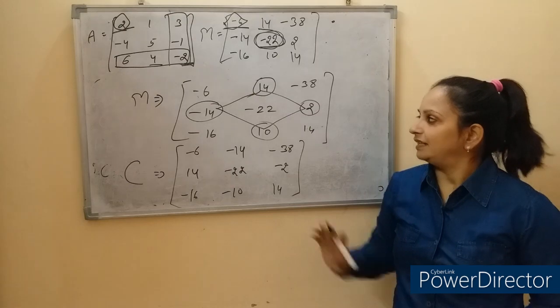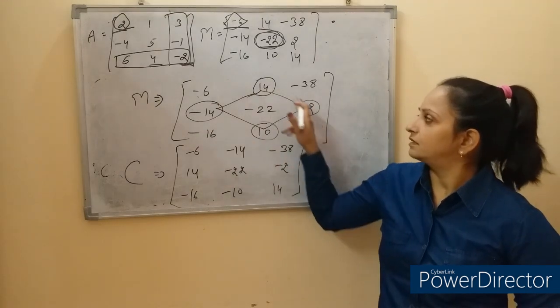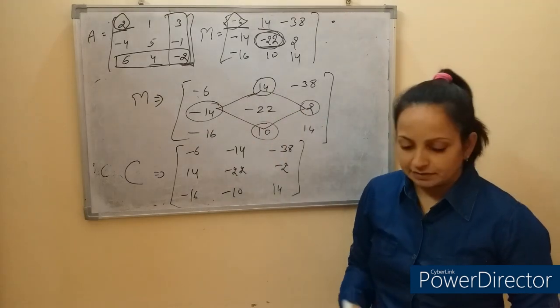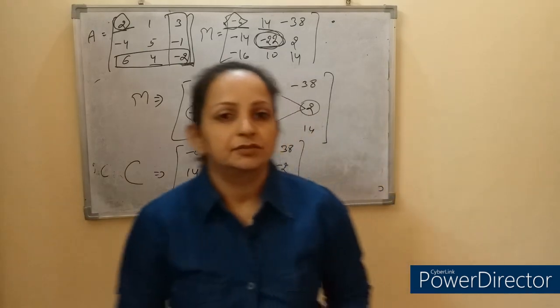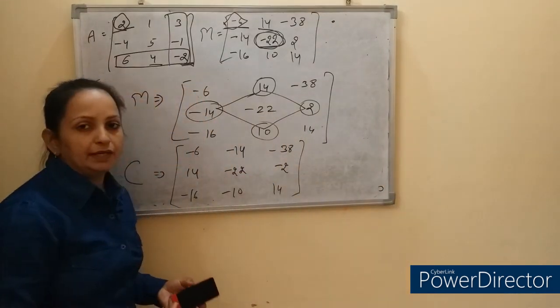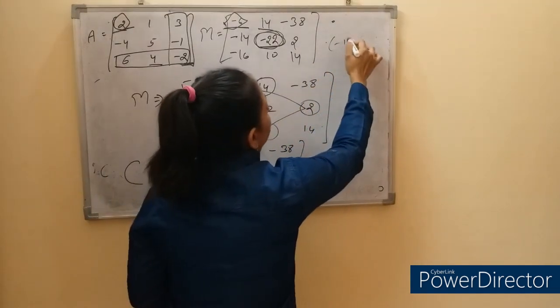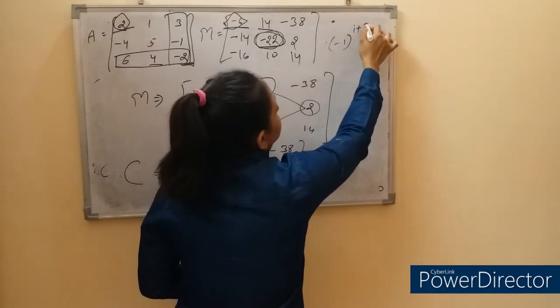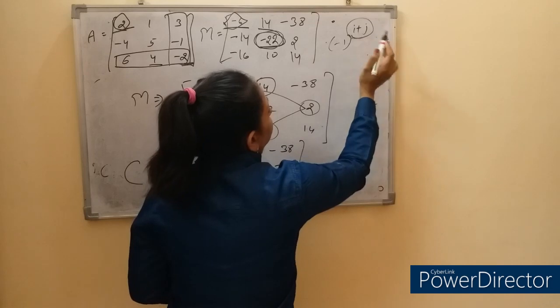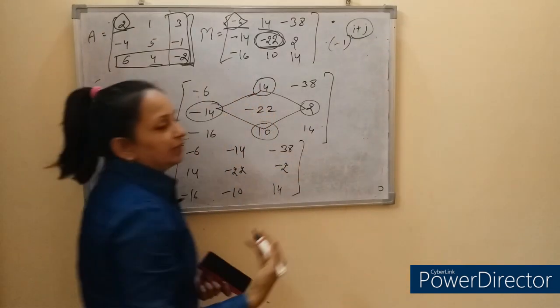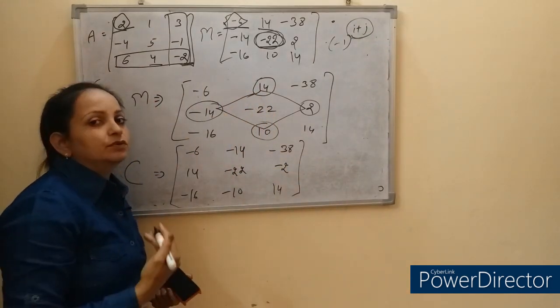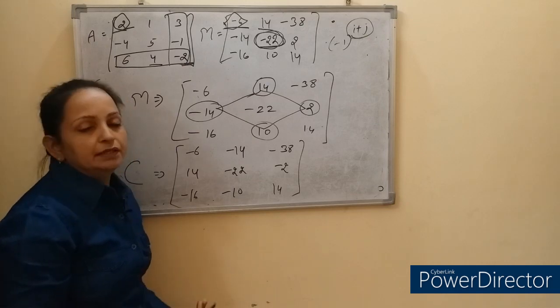Okay, so what I did, I just changed the sign of these 4 elements. Just to understand why these 4 elements: in the formula, I have already told you that when you take the power of minus 1 to the i plus j, if it is an even number, then the value doesn't change. If it is an odd number, the sign will be changed.